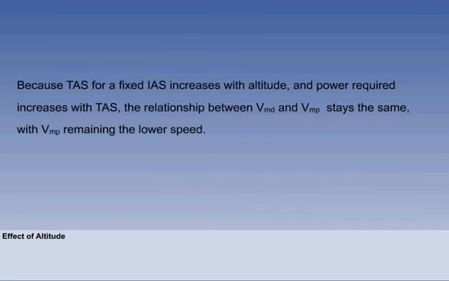The effect of a change in altitude for an aircraft flying at min drag speed will be that its drag would not change, VMD being an IAS. However, the aircraft's TAS would be increasing, and since the power required would also be increasing in proportion, the ratio of TAS to power required is unaffected, and VMP will remain a lower speed than VMD.